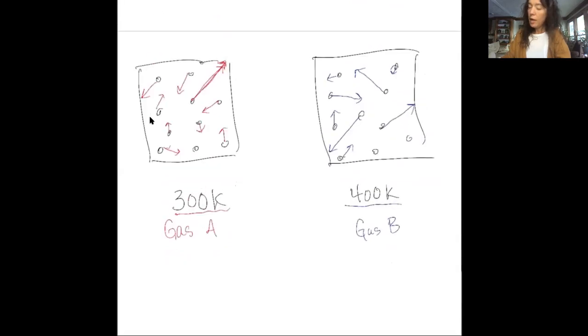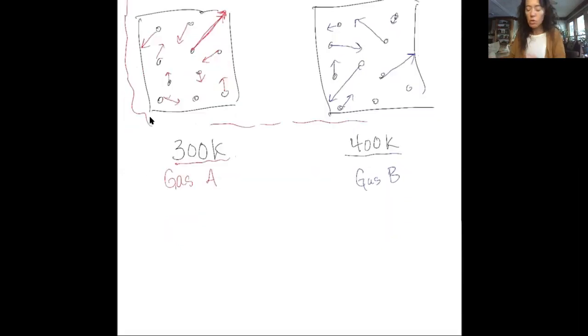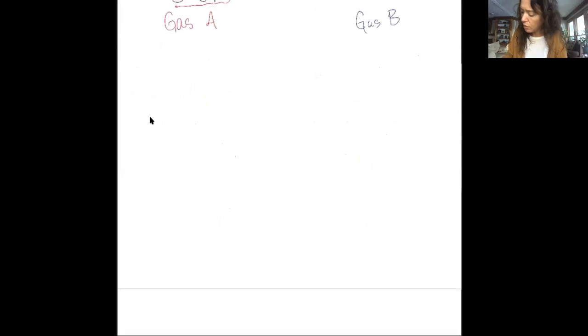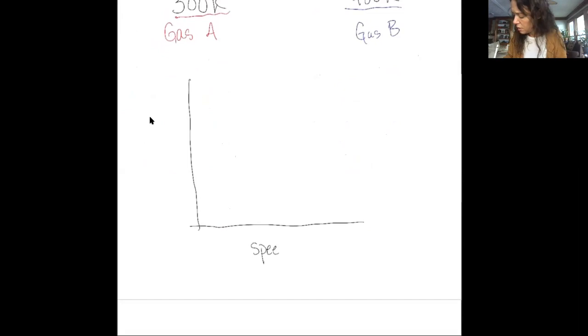So what the Maxwell Boltzmann distribution curve is, it explains what's happening here in a curve. So let's draw what one might look like. Down here we will have our speed, in meters per second. Over here we will have our number of particles.